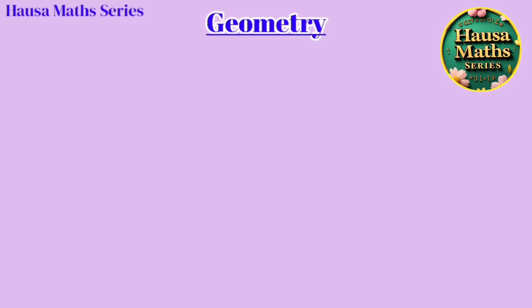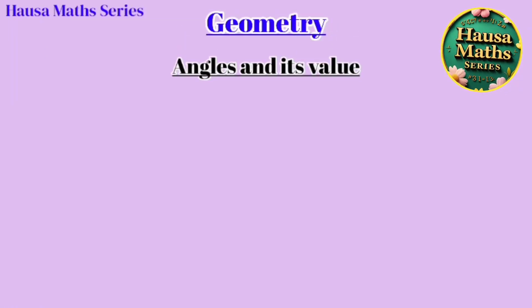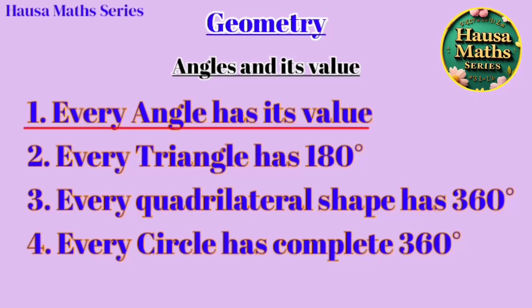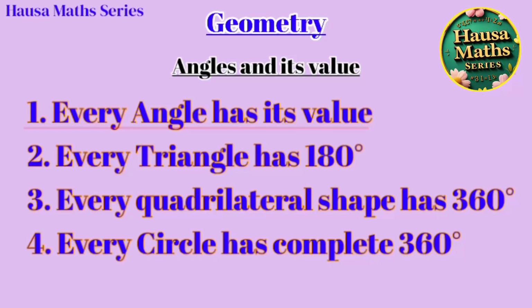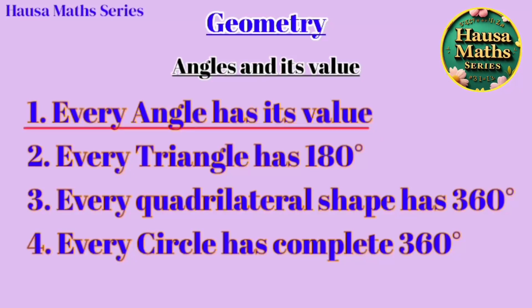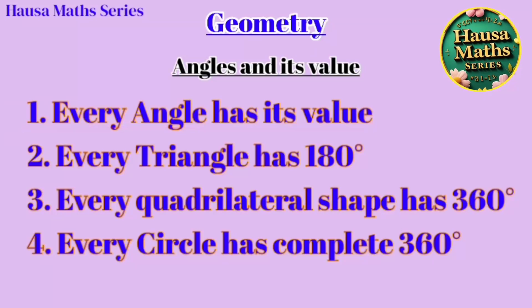This is lesson 18. In this lesson, we are going to learn angles and their values. Number one, every angle has its value. It depends on the size of the angle, so that you can identify whether it is small, big, or a straight line, or maybe more than a straight line, more than 180 degrees. If you understand this, you can capture which value is given to an angle.